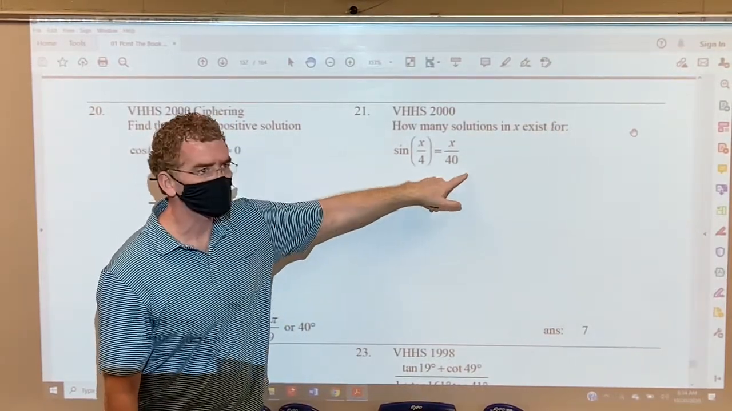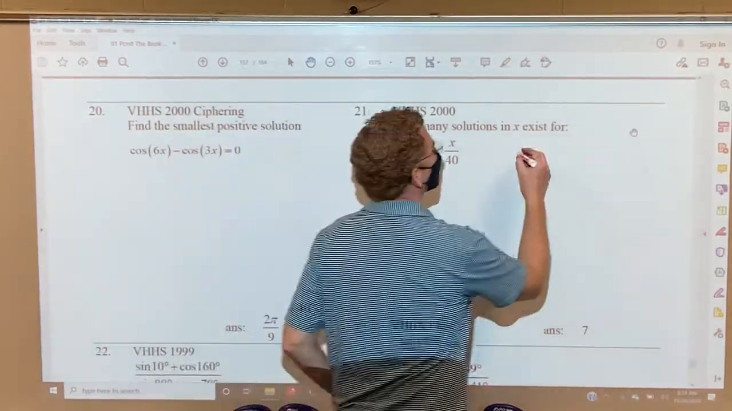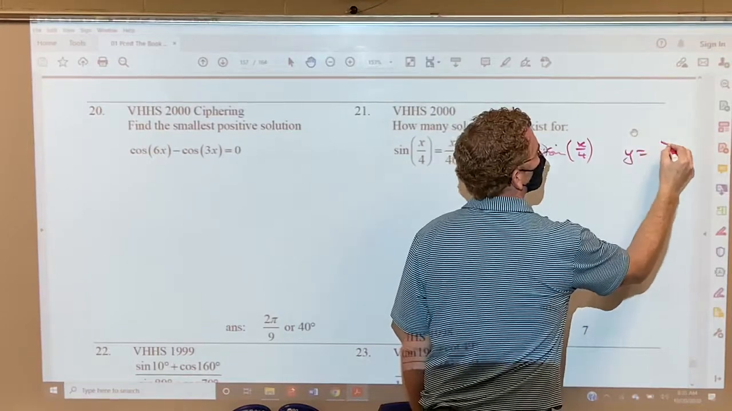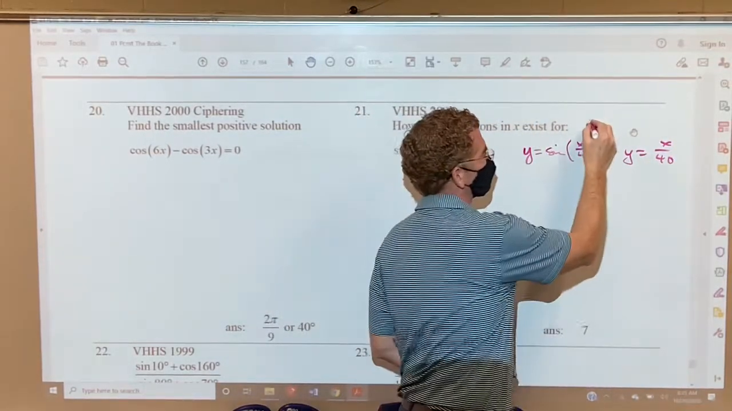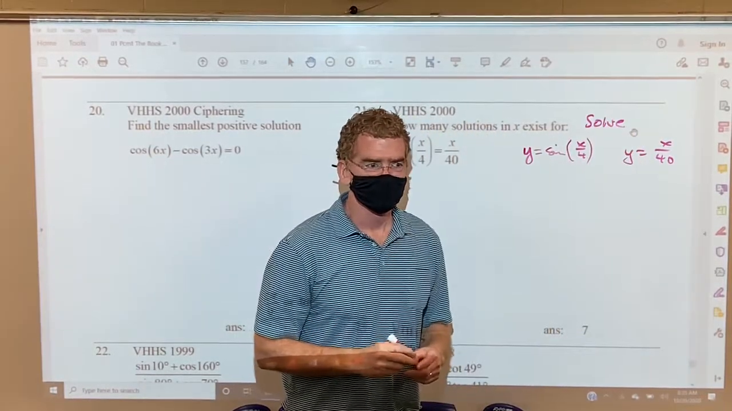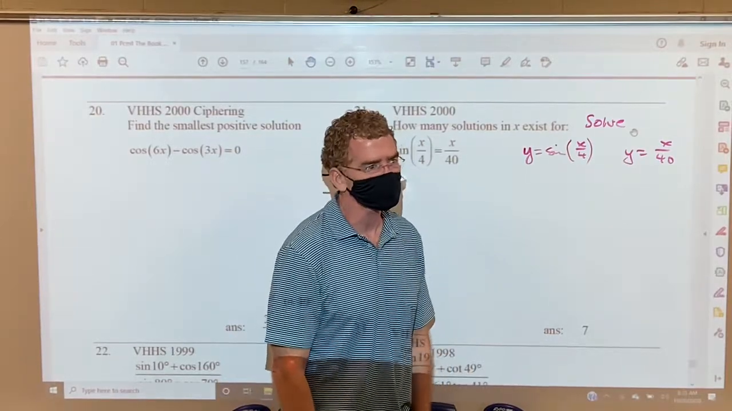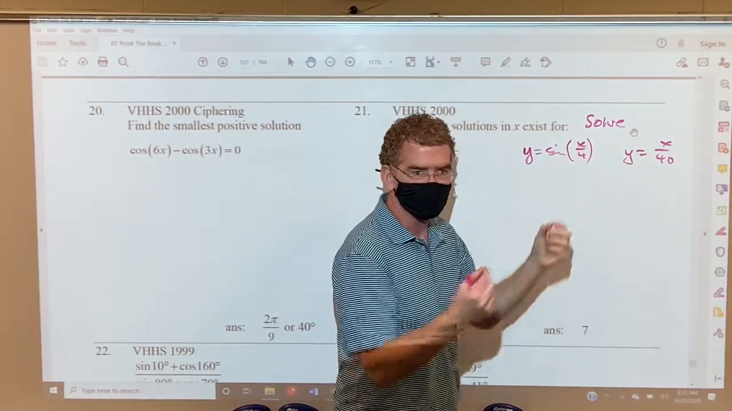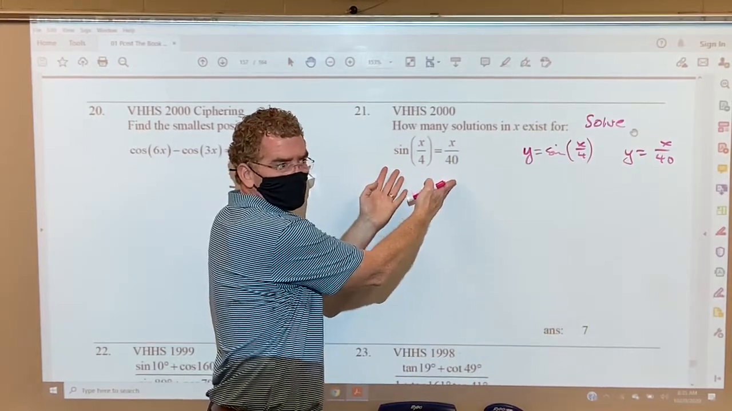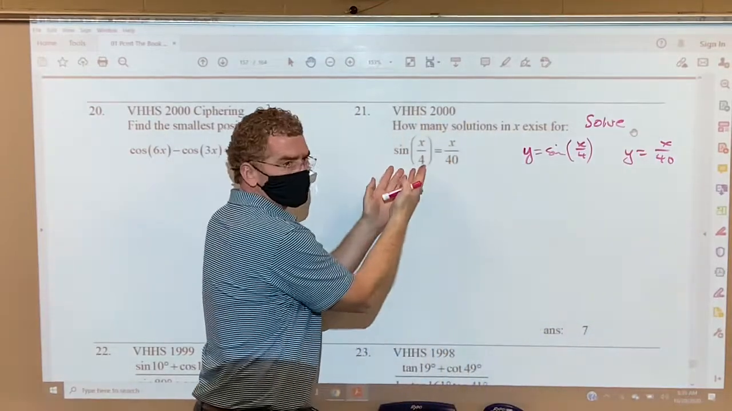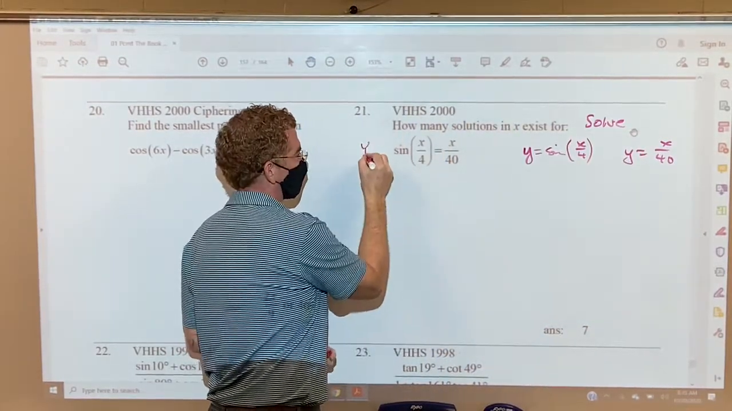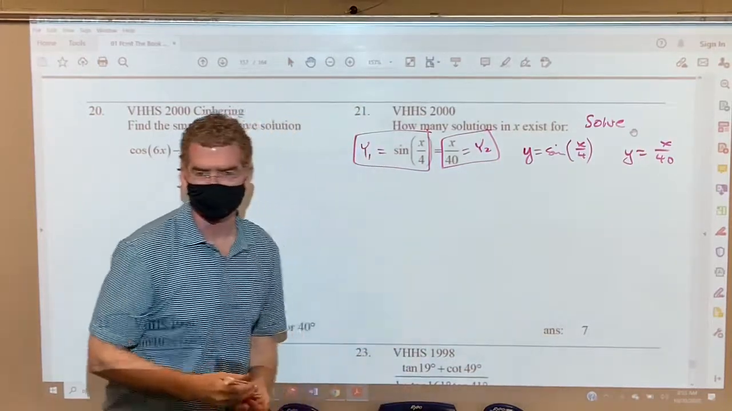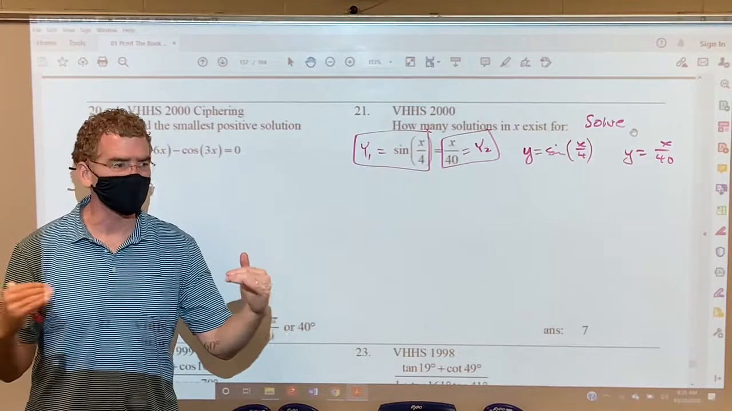Now, what do I have here? It looks like one big ugly equation. But let me ask you a question. What if I had given you y equals sine of x over 4, and y equals x over 40, and said to solve? Isn't one of the methods substitution? If this is y equals this and this is y equals that, wouldn't you replace this y with that and set them equal to each other? Well, that's what I have here. So if substitution works that way, wouldn't it also make sense that I could break this back apart and say y1 equals that, and y2 equals that, and just graph these two equations? And if I graph them accurately, I will see how many times they cross.